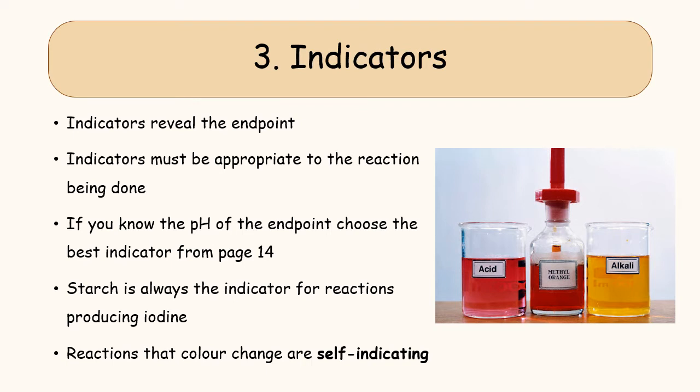There are reactions that naturally change color, and we describe those ones as being self-indicating. Many titrations involving the formation of transition metal complexes or redox will be self-indicating and therefore won't need an indicator.